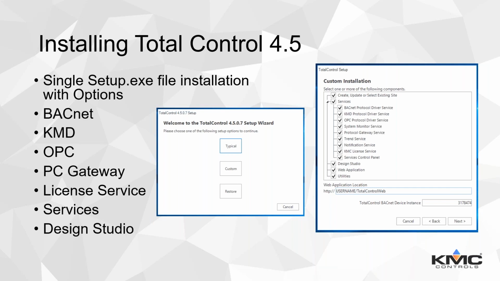So in our example, for the small site, we just had a small BACnet deployment. We're not going to use any KMD or OPC. We can go ahead and select custom from the installation menu and uncheck those options for KMD and OPC, so those services aren't running on the machine.